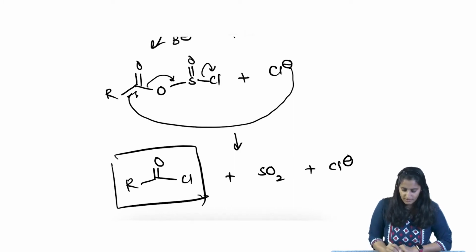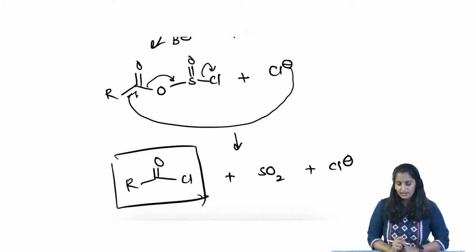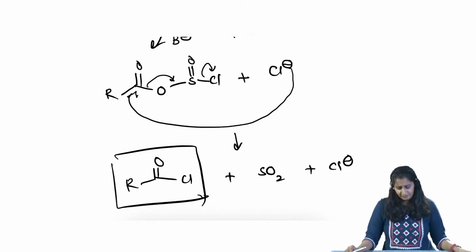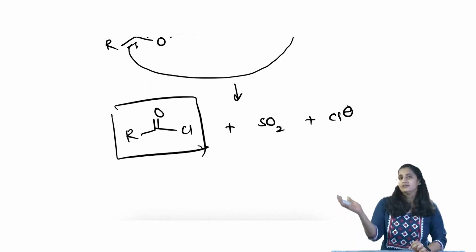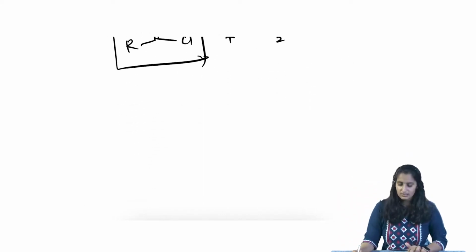So, what we have here is an acid chloride, and that is how we convert acids to acid chlorides, and we have already seen the reactions of acid chlorides.